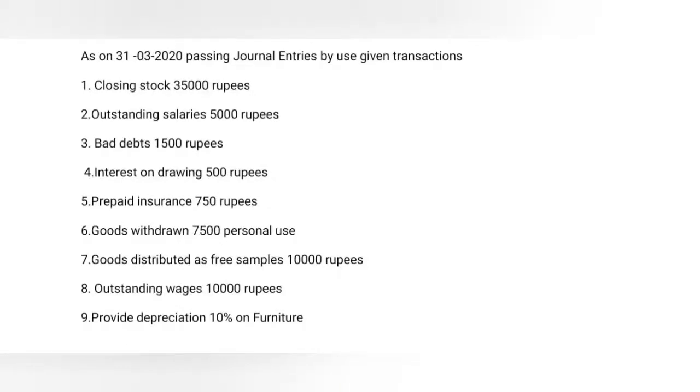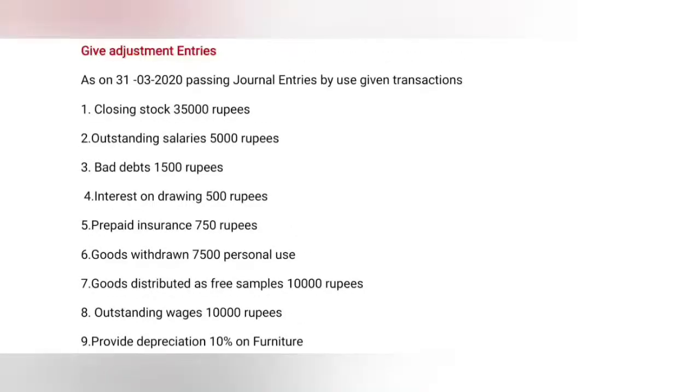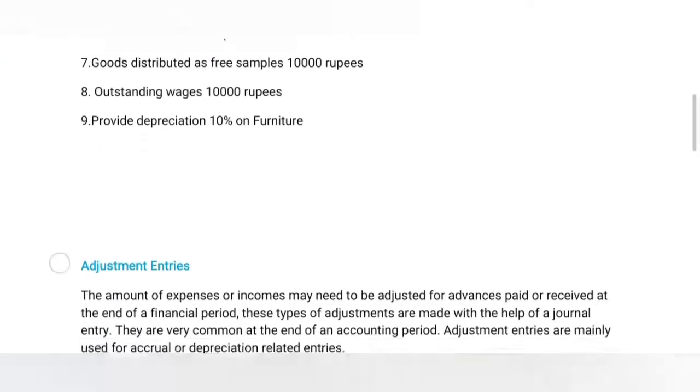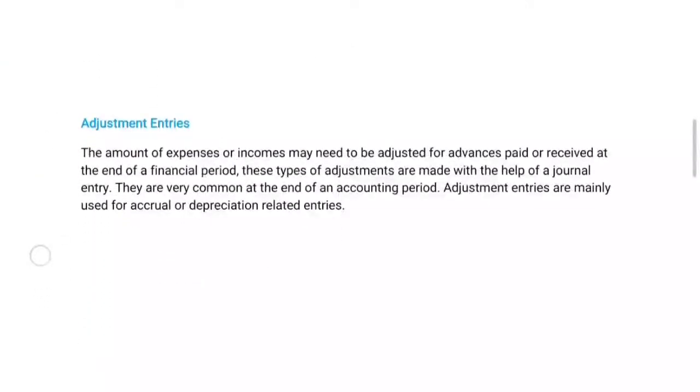When preparing final accounts, before we go to the preparation of the final account, we can adjust all these entries from the related balances. Before going to passing journal entries for adjustments, we are knowing some details about what an adjustment is. Here, the amount of expenses or income may need to be adjusted for advance paid or advance received at the end of the financial year.